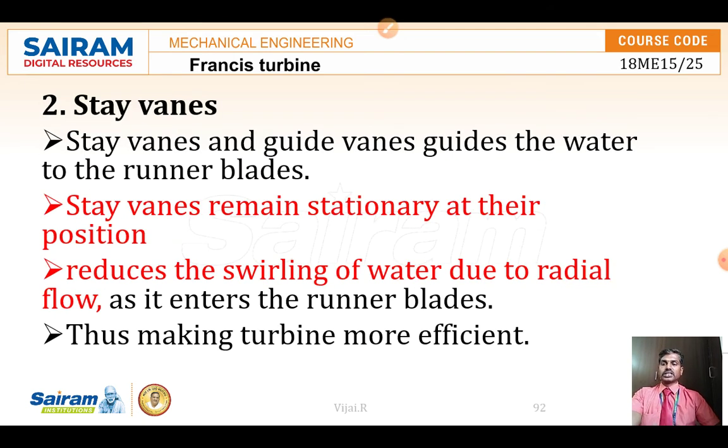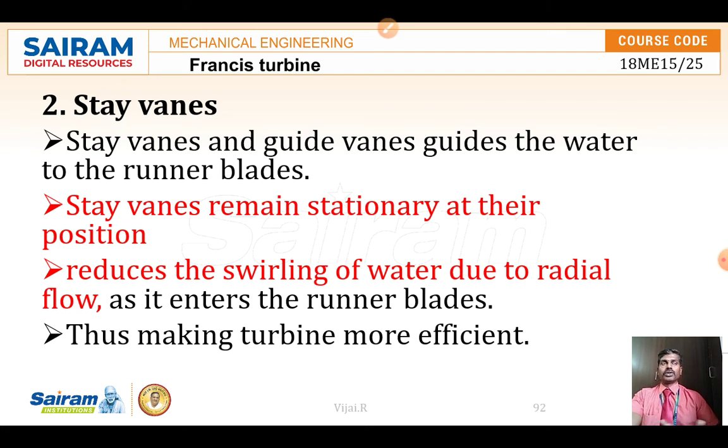The second part is the stay vanes. The stay vanes and the guide vanes are very important. The runner vanes are connected with the shaft which is going to be rotated by the runner blades. Apart from this, the fin-like structures, the stay vanes and guide vanes, allow the water to flow radially inside. The stay vanes are stationary vanes, and they reduce the swirling effect of water due to the radial flow.